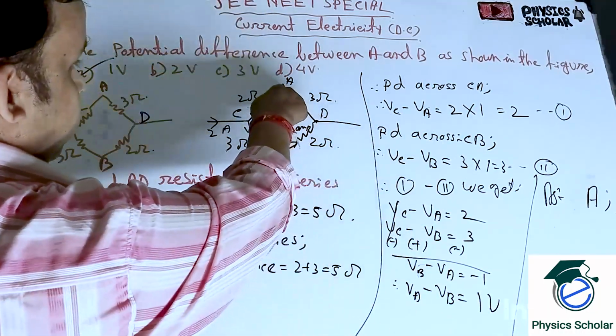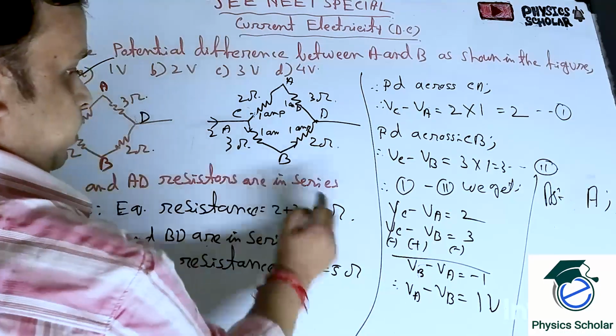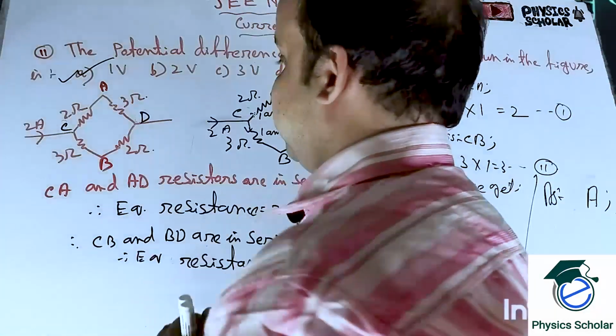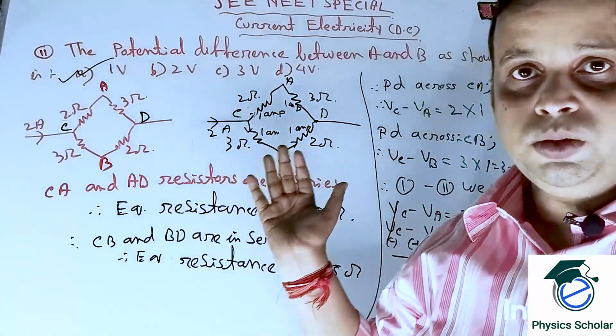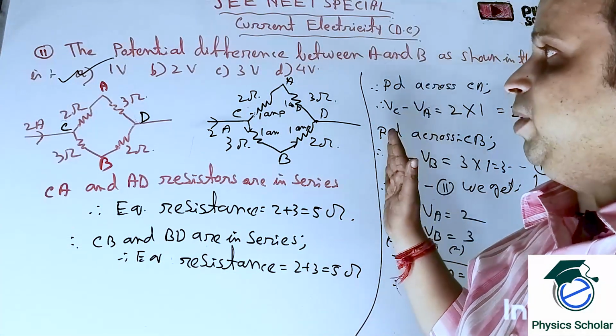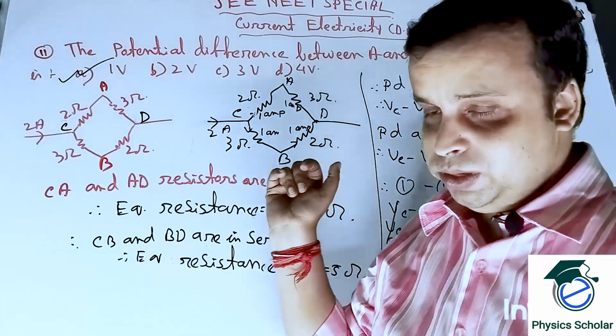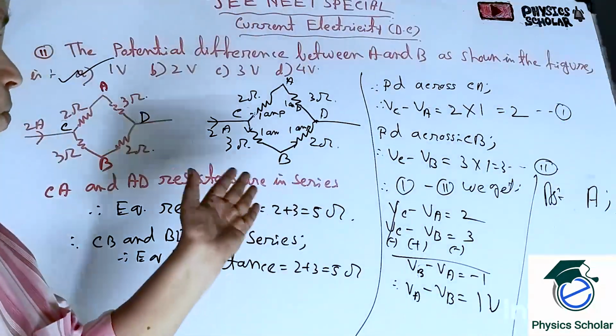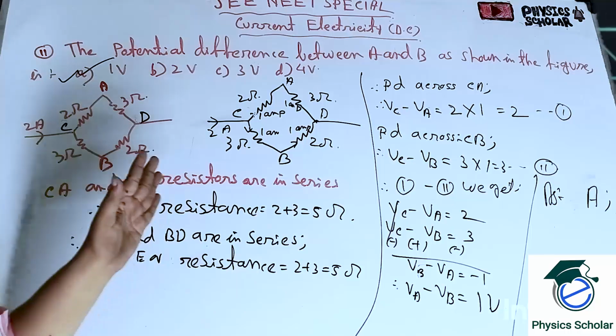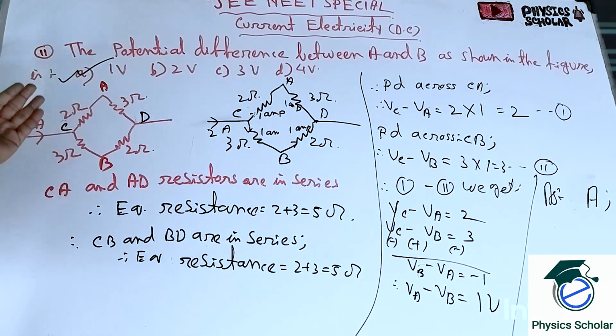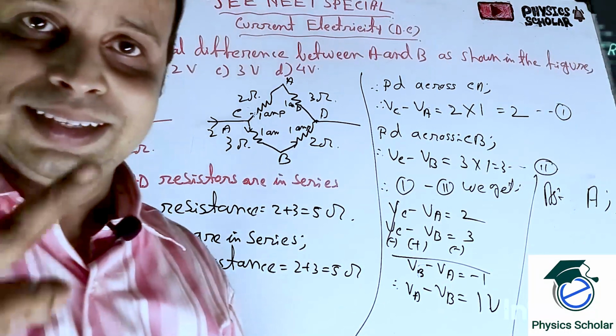So Va minus Vb means the potential difference between point A and B. It is coming 1 volt. Clear? So hope you have understood this. You can pause the video and copy the sum. It's very important for the examination also. So now without further delay, let us move to problem number 3.